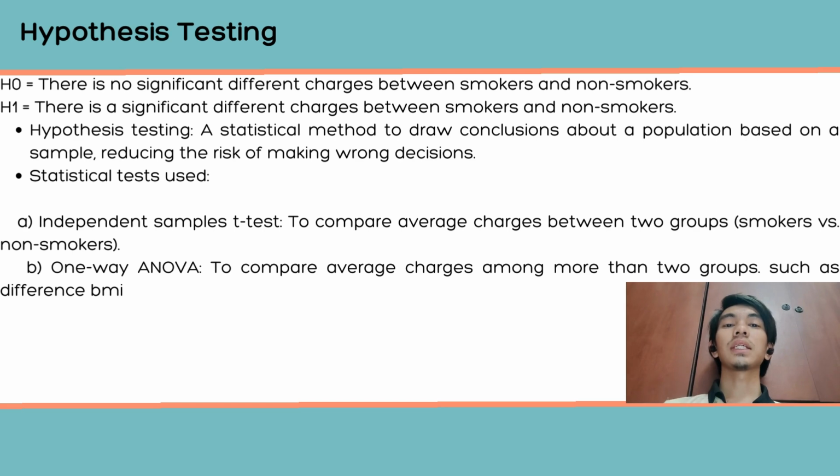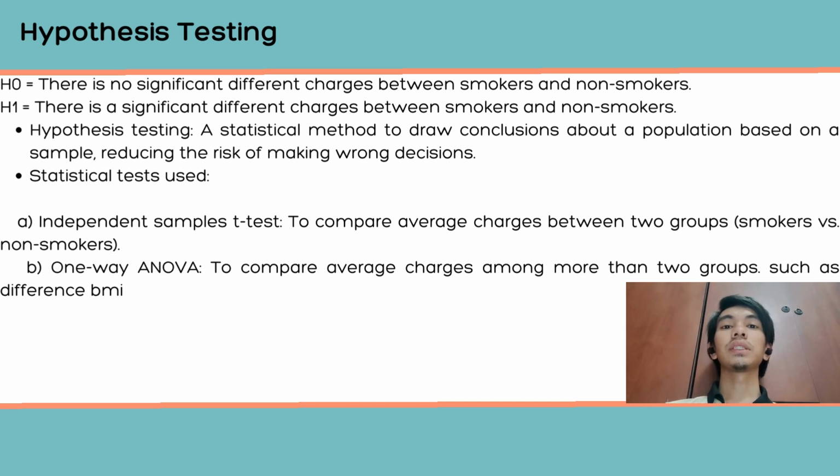So what is hypothesis testing? Hypothesis testing is a statistical method to draw conclusions about a population based on a sample, reducing the risk of making a wrong decision. There are two statistical tests used. The first one is the independent sample t-test, to compare average charges between two groups, smoker versus non-smoker. And the second is one-way ANOVA, to compare average charges among more than two groups, such as different BMI.